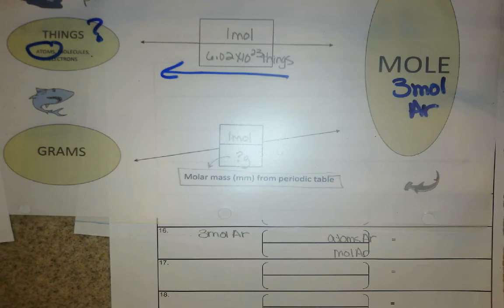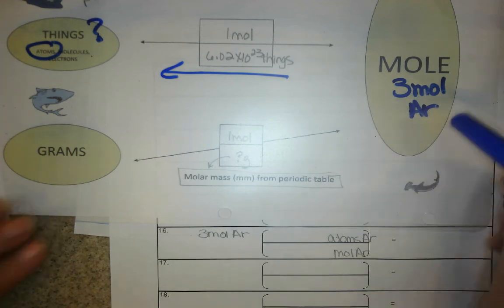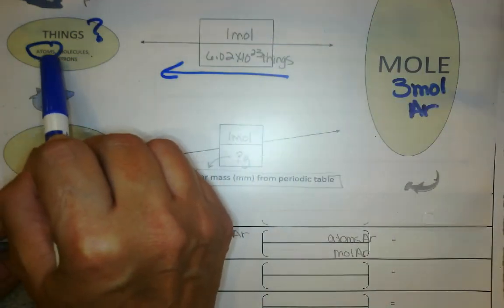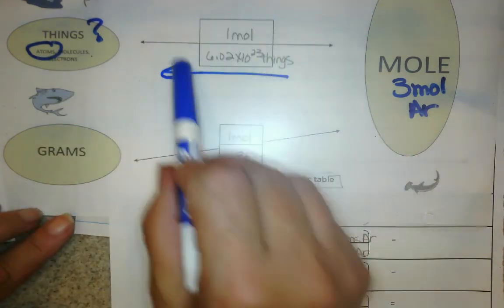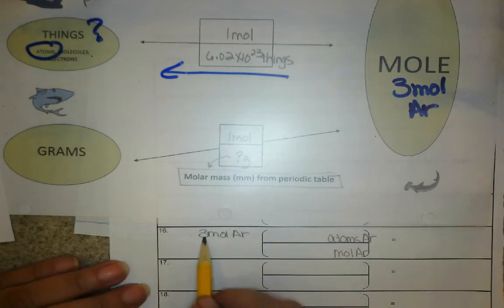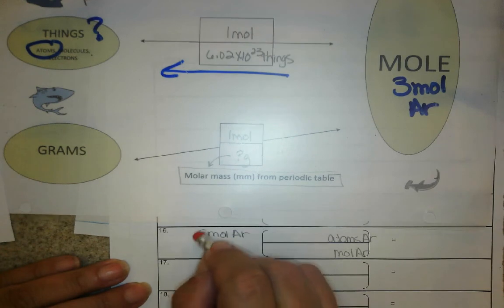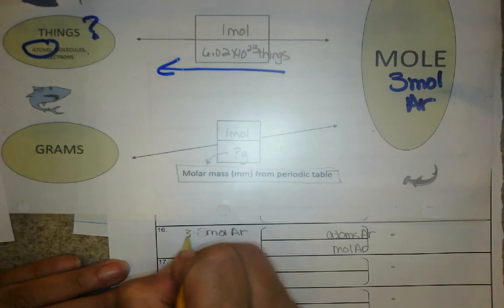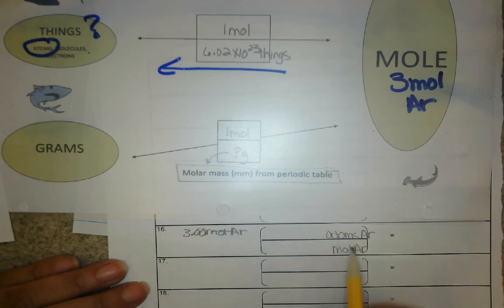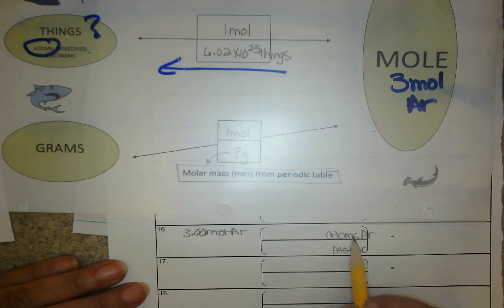Number 16 says to convert 3 moles of argon to number of atoms. So I start with 3 moles of argon, and I'm going to atoms. That's a counting thing, so I'm going to things. And here's my conversion factor. Is it flipped or not? Well, I start by writing down my given, 3.00 moles of argon. And my moles of argon cancel. How do I get rid of it? I put it on the bottom, and I want to go to atoms of argon.